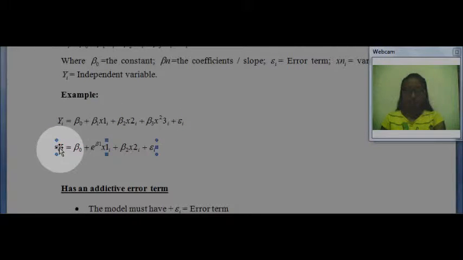Second example, y equals beta 0 plus exponential beta 1 x1 plus beta 2 x2 plus error term. This equation is not linear because the coefficient has a function, which is exponential beta 1.